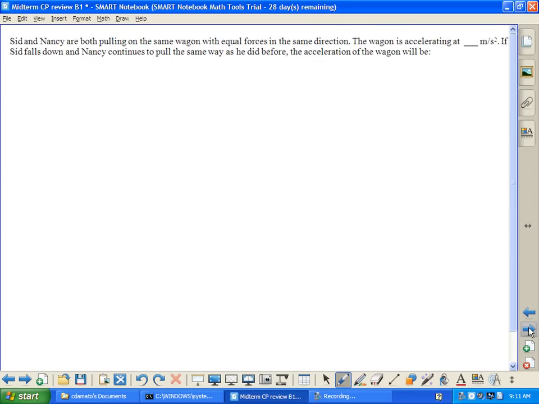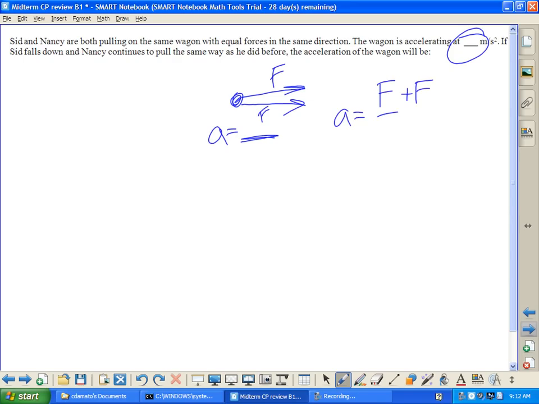Sid and Nancy are pulling on the same wagon with equal forces in the same direction. Make a force diagram for the love of Newton. The wagon is accelerating at some number. What's the relationship between the acceleration and the force? Well, let's see. They're pulling with equal forces. Acceleration is the total force over the mass of the wagon.